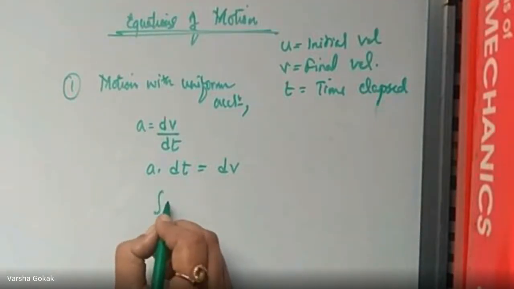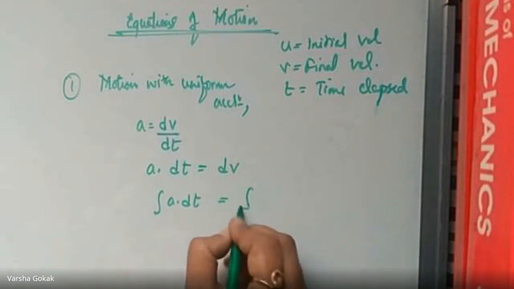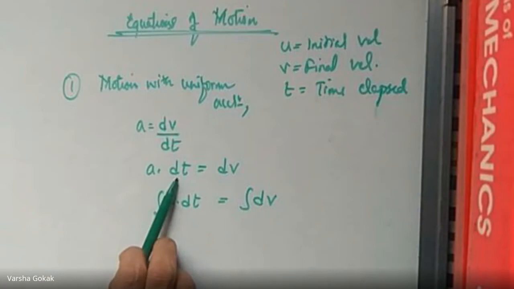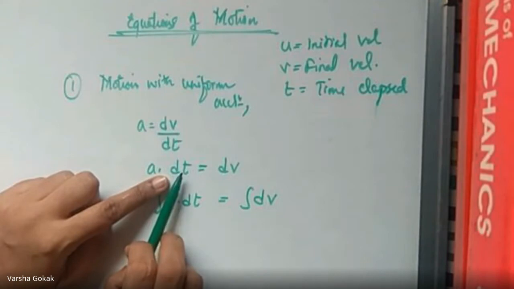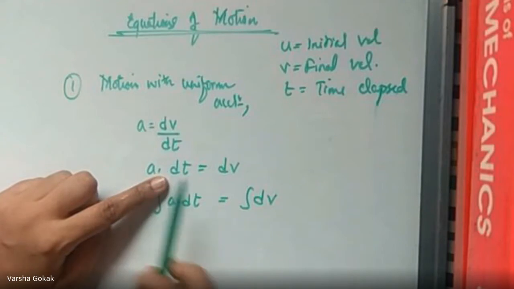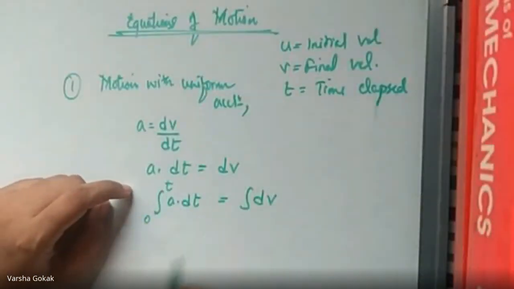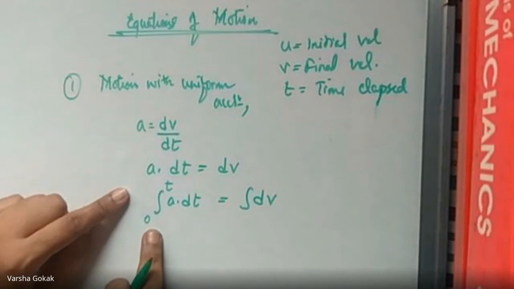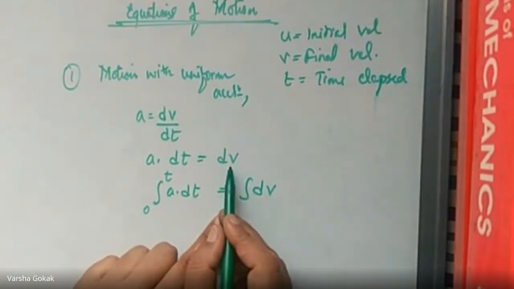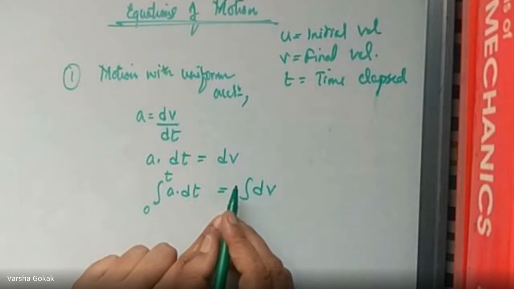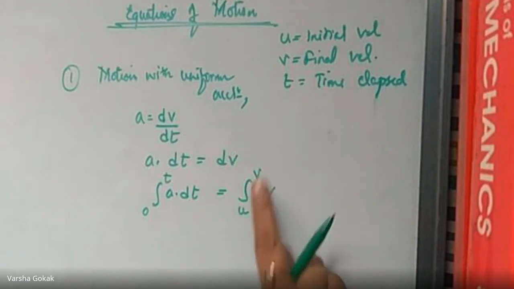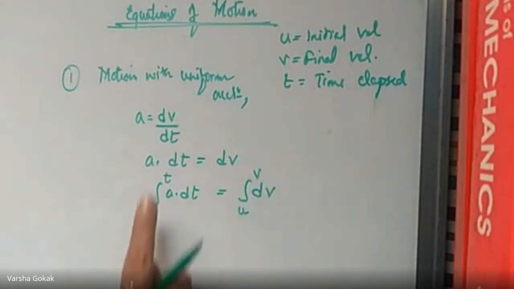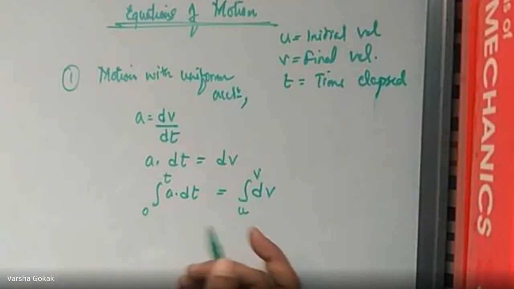So I have to integrate a into dt and the integration of dv. When I'm integrating, dt means it is with respect to time. So time would be what? Time could start at 0 and end at some time t when I want to write the limits. And for the velocity limits, the velocity would be initially u, later it goes to v. So velocity has only two limits, that is u to v, and time would be from 0 to t. Now you have to solve this, right?